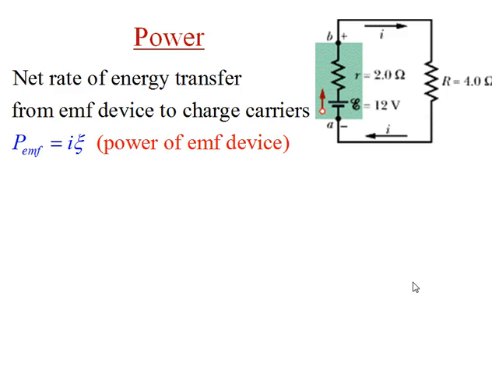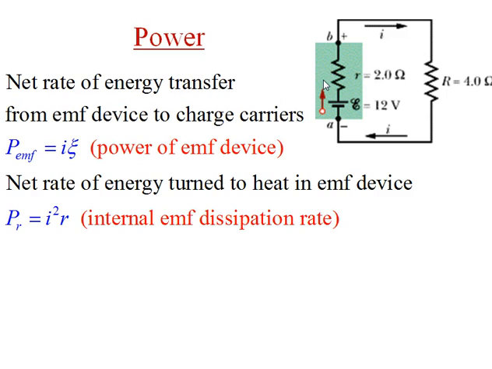From the EMF device to the charge carriers, in this case, would be just the current times that EMF, our IV, where our V is the EMF. That's going to be power delivered when we have the current flowing in the direction of the EMF arrow. The net rate of energy turned into heat in the EMF device, well, we can use our I squared R. That's going to be the internal EMF dissipation rate.